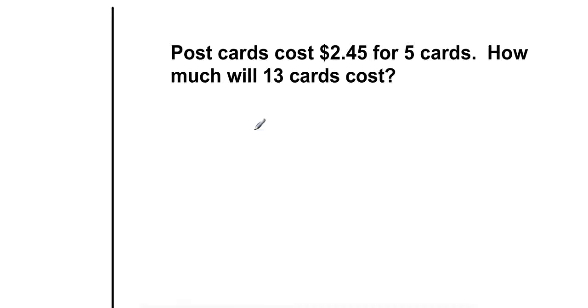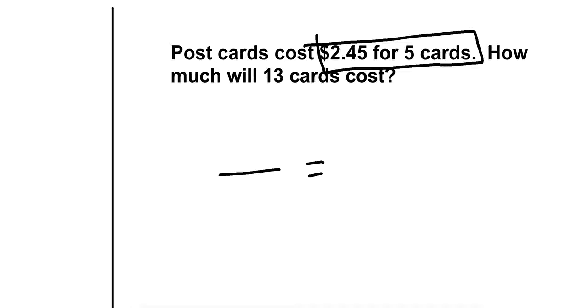All right, let's read the next one. Postcards cost $2.45 for 5 cards. How much will 13 cards cost? Well, right here, you will always find a sentence that compares 2 things. In this case, it's money, the $2.45, to the cards. So I'm going to set up my proportion. Money to the cards. Money to the cards.